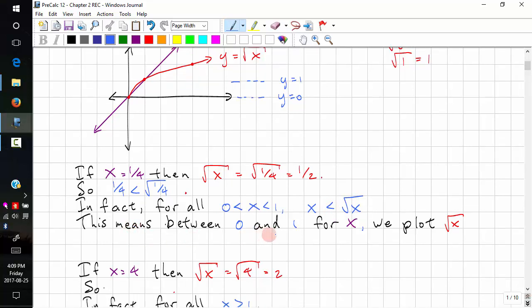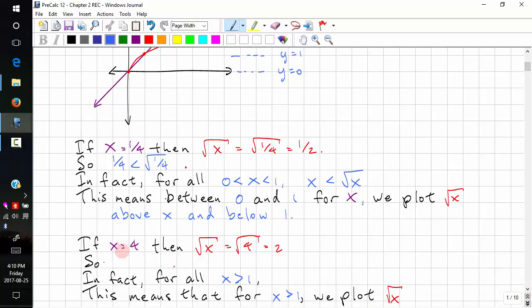This means between 0 and 1 for x, we plot square root x above x and below one. So if it's between 0 and 1, you wouldn't be plotting above 1.